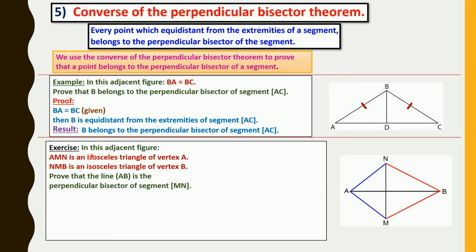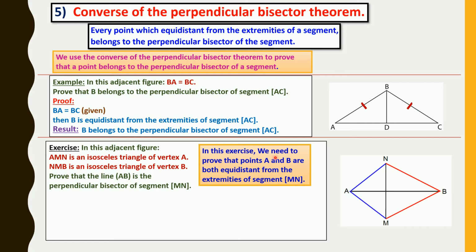Now exercise: in this adjacent figure, AMN is an isosceles triangle of vertex A. NMB is an isosceles triangle of vertex B. Prove that the line AB is the perpendicular bisector of segment MN.